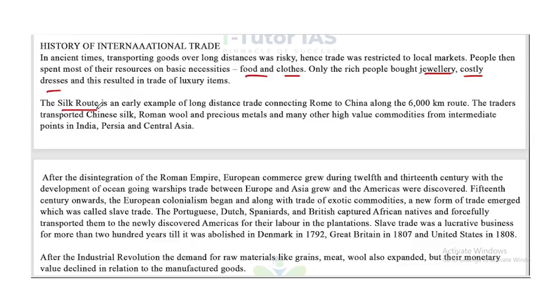The Silk Route is an early example of long distance trade connecting Rome to China along a 6,000 km route. The traders transported Chinese silk, Roman wool, precious metals and many other high value commodities from intermediate points in India, Persia, and Central Asia. So that is the Silk Route.